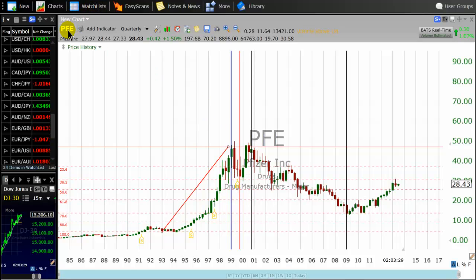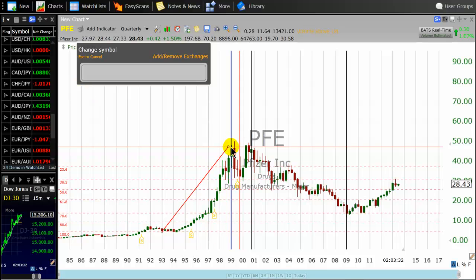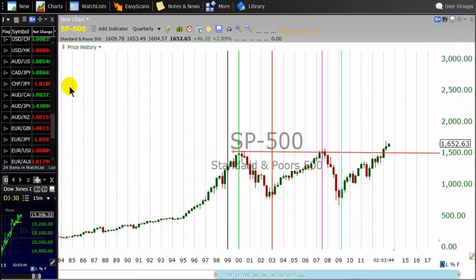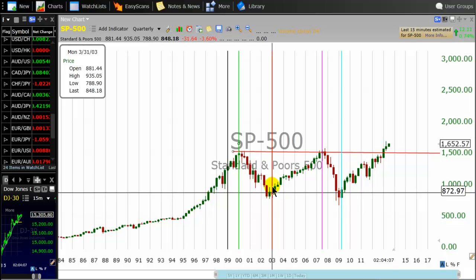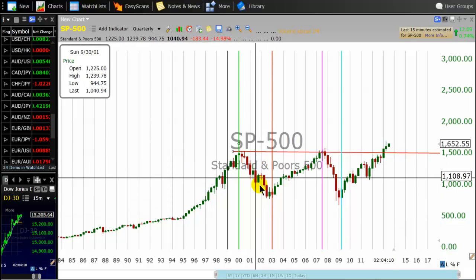Let's go back again and look at the S&P 500. Remember that from 1999 to 2000, this stock was going down. From 2000 to 2001, it was going up, but finally it started going down. Look at the S&P 500. You can see from 1999 it was going up, from 2000 to 2001 it was going down, while this Pufizia was going up during this session. But finally, Pufizia was following the market also and started going down. From 2001 to 2003, Pufizia was in harmony with the market.